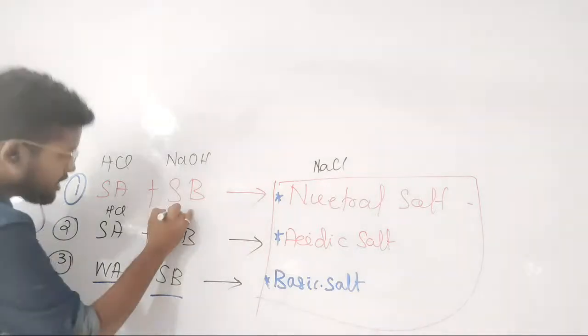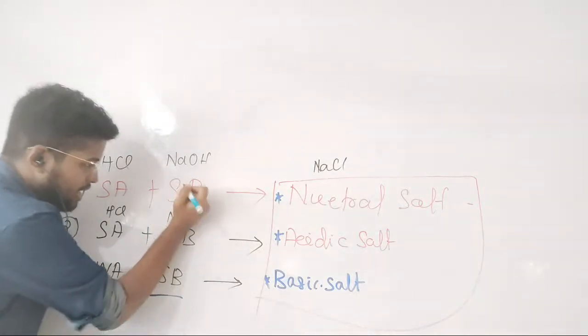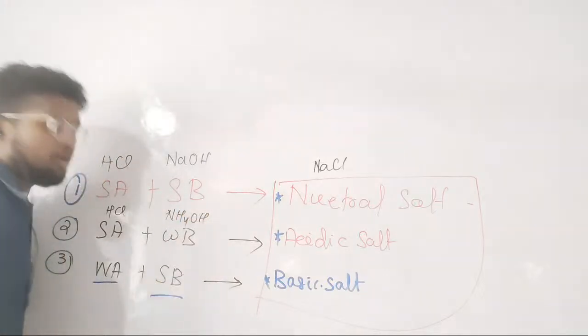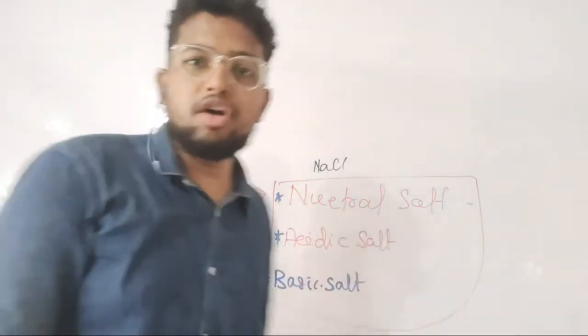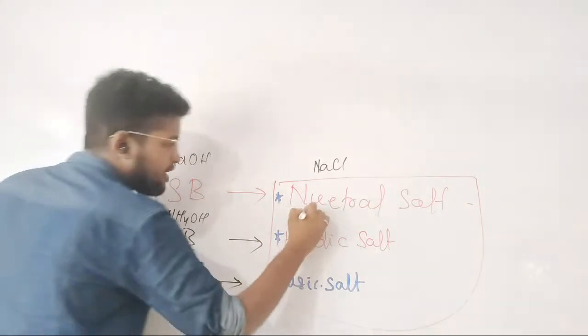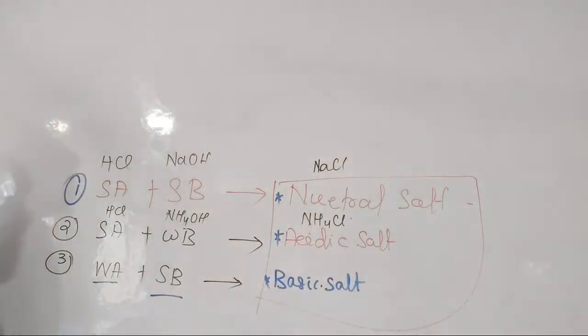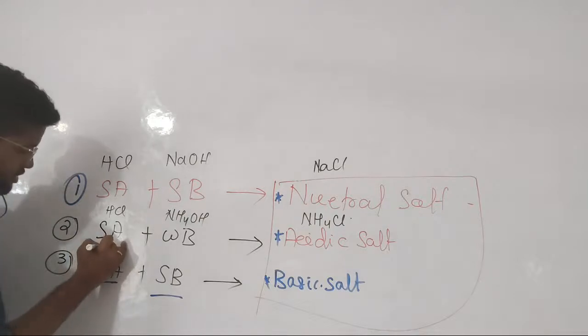Then we can take our strong acid HCl again, right? Then we can take our weak base, NH4OH, right or wrong? Then what will be our acidic salt? NH4Cl. So ammonium chloride will be an acidic salt because it is made of a weak base and a strong acid.